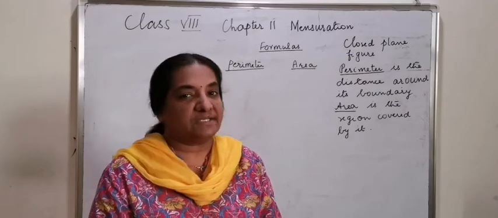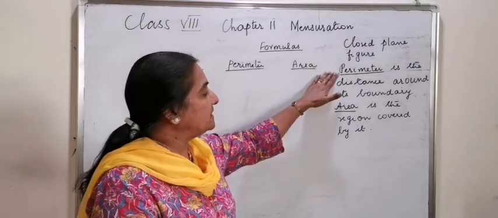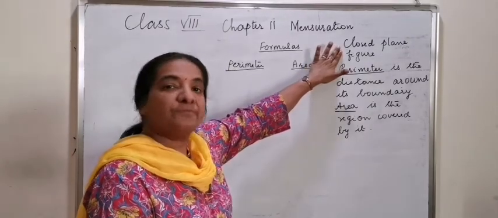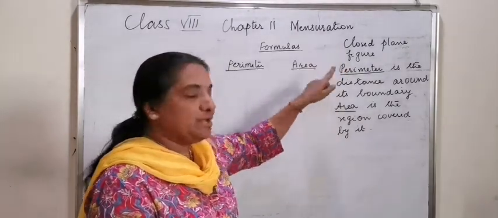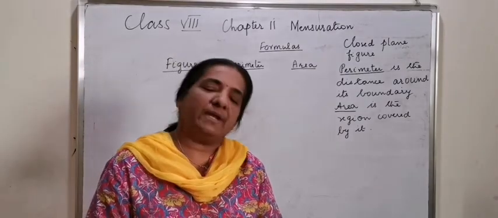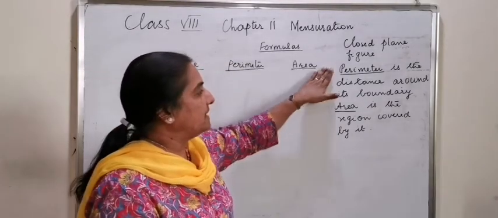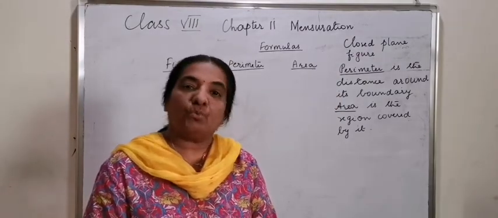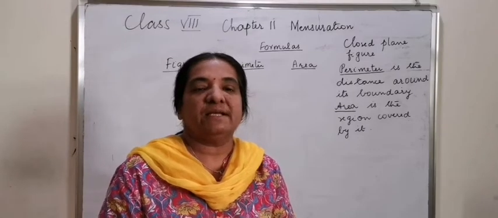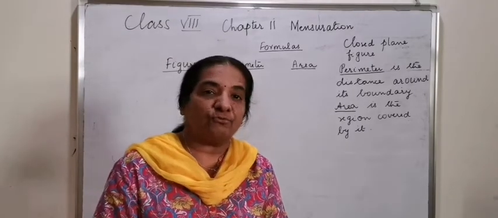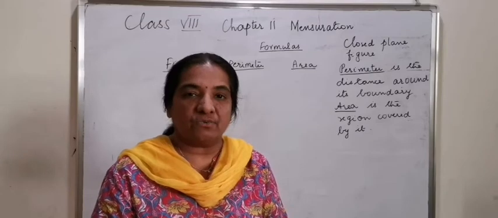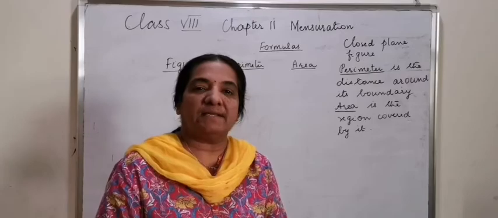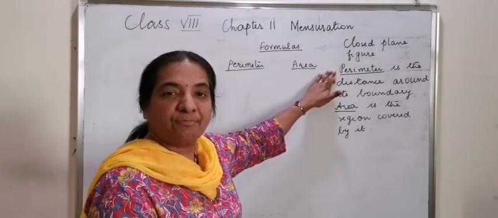Let's find out the definition for the perimeter as well as the area for such closed plane figures. What do you mean by the perimeter of any plane figure? Perimeter is the distance around its boundary. The application of perimeter is to find the length of wire required to fence a ground or the length of the boundary wall. This can be calculated using the concept of perimeter.